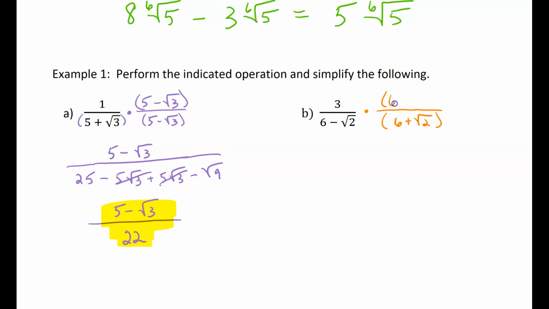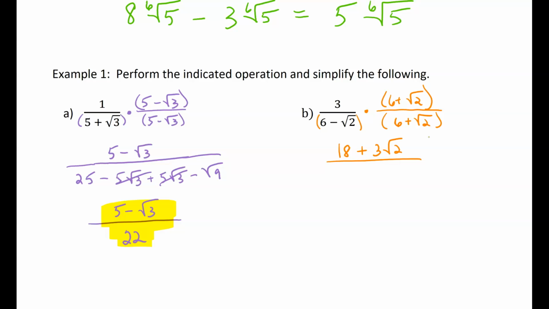Okay, so here's our radical conjugate. Okay, so multiplying across the numerator. Since it's a radical conjugate, would the middle numbers always cross out when we're doing this? Yeah, because it's a difference of perfect squares. Okay, so 3 times 6 is 18. 3 times square root of 2 is positive 3 square root of 2.